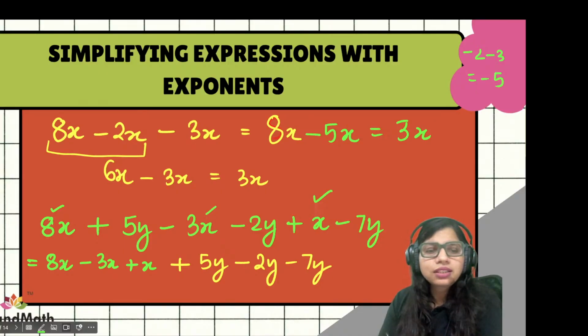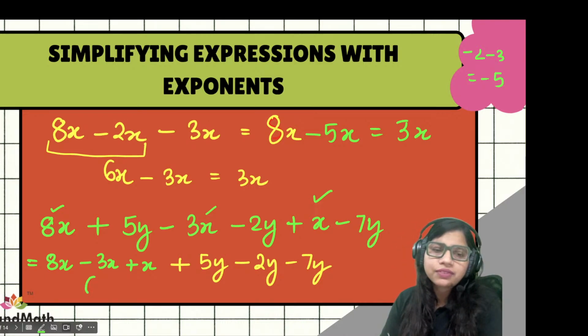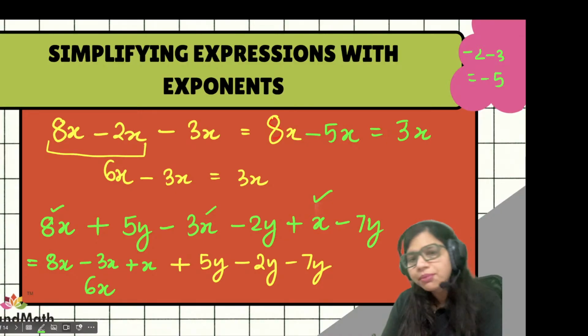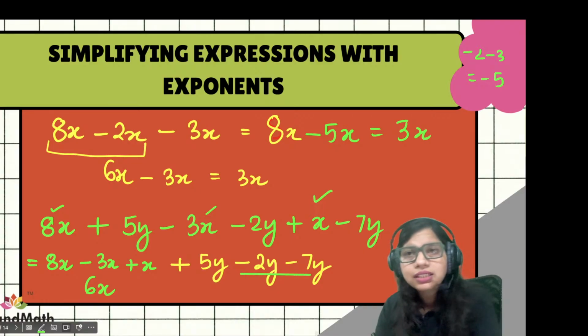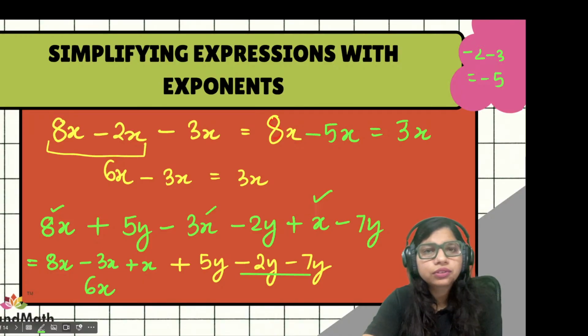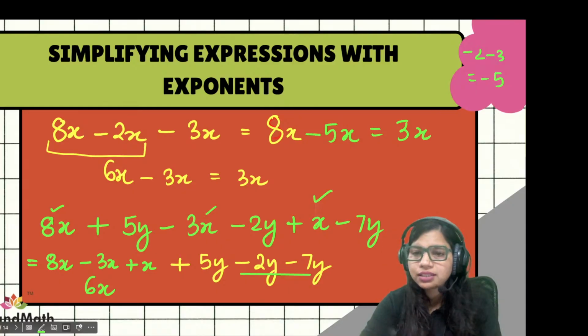So 8 minus 3 is 5 plus 1 is 6. We have 6x, and here 5 minus 2, or maybe you can do the same way, minus 2 minus 7 is minus 9. So 5y minus 9y will give you, what would that give you? Let me not solve further and you try doing that and tell me the answer.